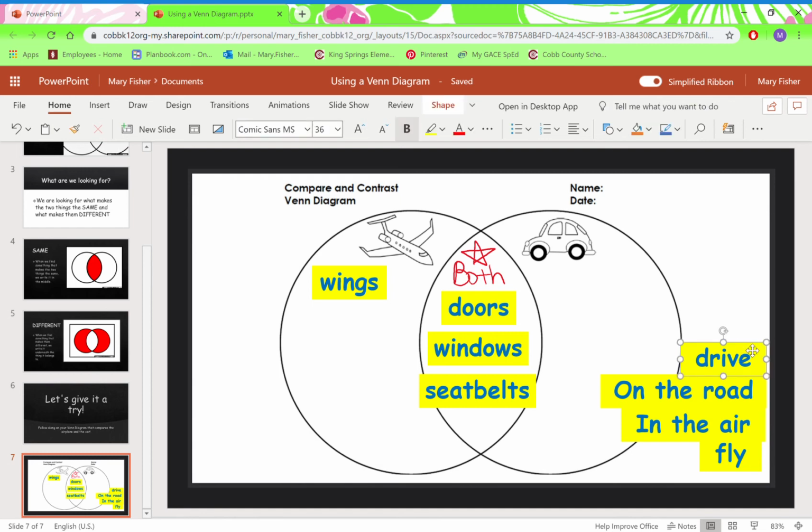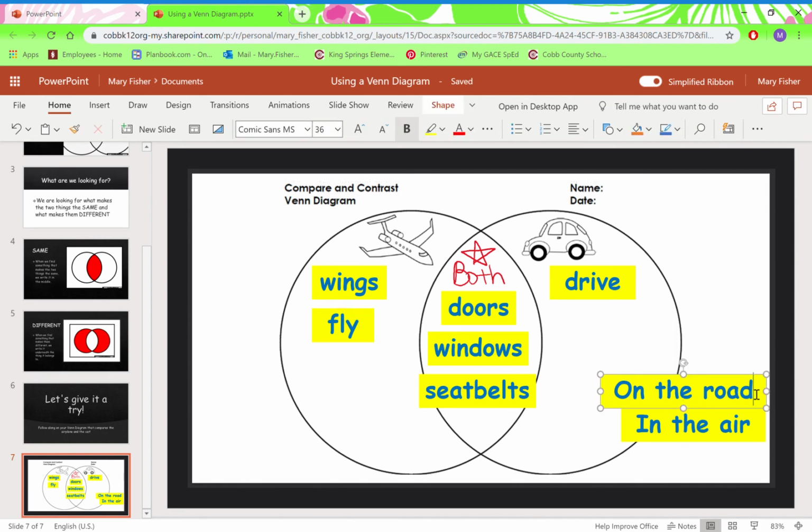The next one is drive. So let's think, do I drive an airplane? Do I drive a car, or do I drive both? Well, I know I drive a car, but I fly an airplane, which I actually see fly right here. I know I can put fly underneath the airplane because cars can't fly.